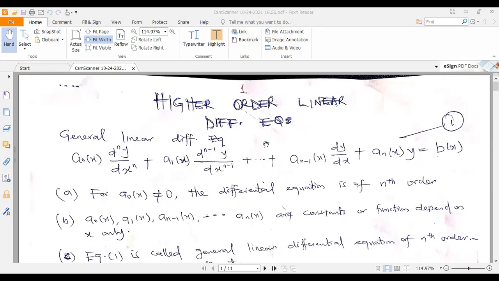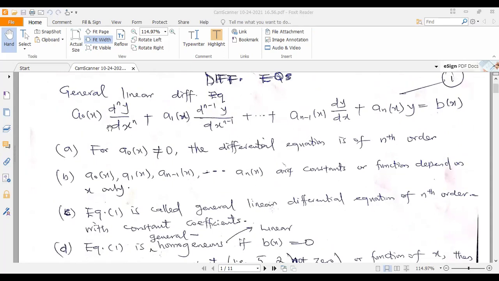If you look at equation 1, I believe all of you can see equation 1 very well. Hello, can you all see my screen? Yes, sir. Okay, let's proceed.